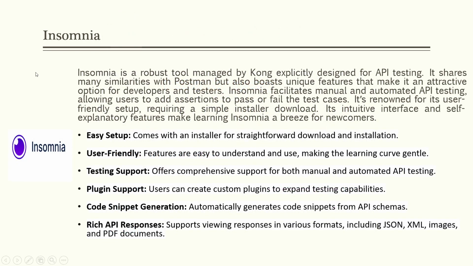Now, another one is Insomnia. Insomnia also is a robust tool managed by Kong, explicitly designed for API testing. It has many similarities with Postman, but also boasts unique features that make it an attractive option. It allows for a user-friendly setup, requires a single installer download, it's intuitive and so on. I did not install Insomnia, so I will not be showing it, but it has a lot of similarity with Postman and a lot of UI based API testing tools.